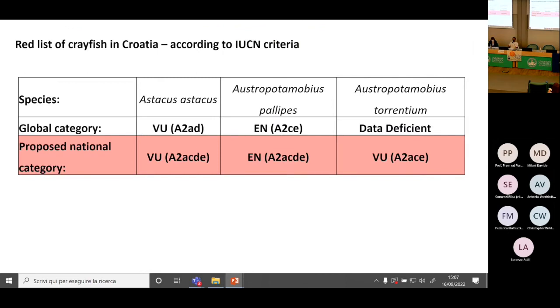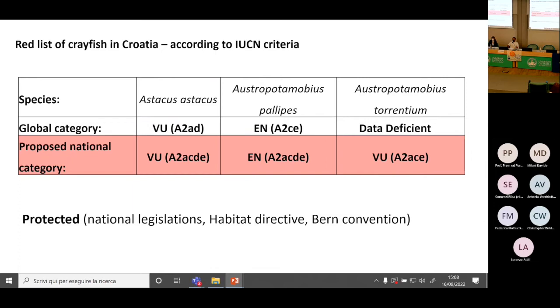This actually was kind of a starting point to use IUCN methodology to be able to categorize populations or species that do exist in Croatia. So for Astacus astacus, the noble crayfish, it proposed national categorization that it is a vulnerable species. Austropotamobius pallipes, or white claw crayfish, is endangered, and stone crayfish is vulnerable. The fourth species, as I said, narrow claw crayfish, is quite robust, and it is least concern.